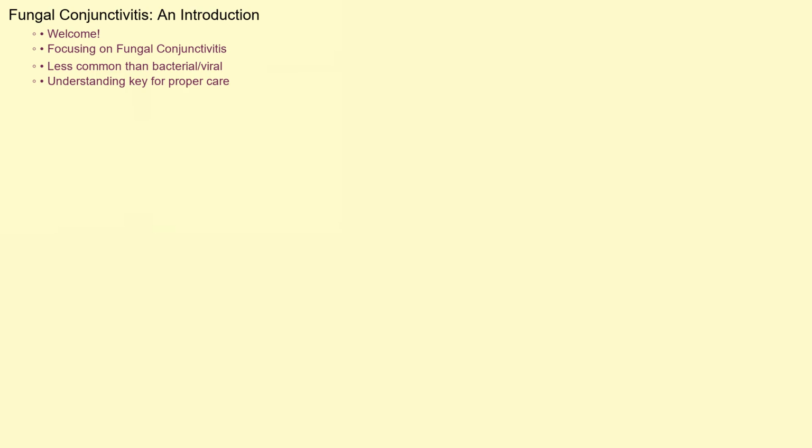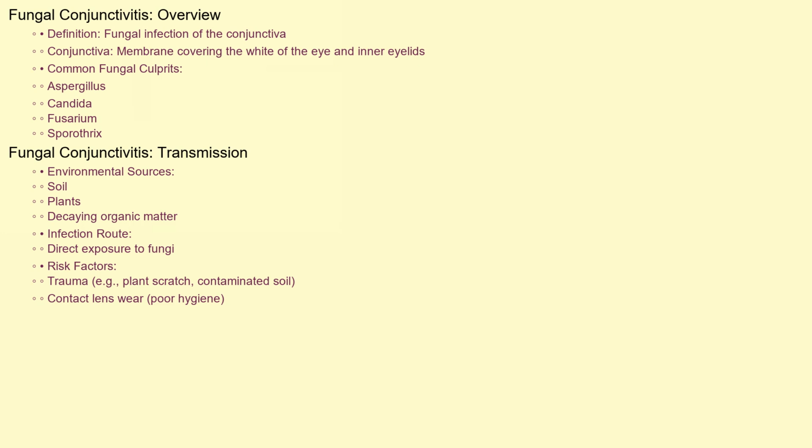Welcome today. We're shedding light on a less common but important eye condition, fungal conjunctivitis. While bacterial and viral conjunctivitis are more frequently discussed, understanding fungal infections is crucial for proper diagnosis and treatment, and ultimately, safeguarding your vision. Fungal conjunctivitis, as the name suggests, is caused by a fungal infection of the conjunctiva, the clear membrane that covers the white part of your eye and the inner surface of your eyelids.